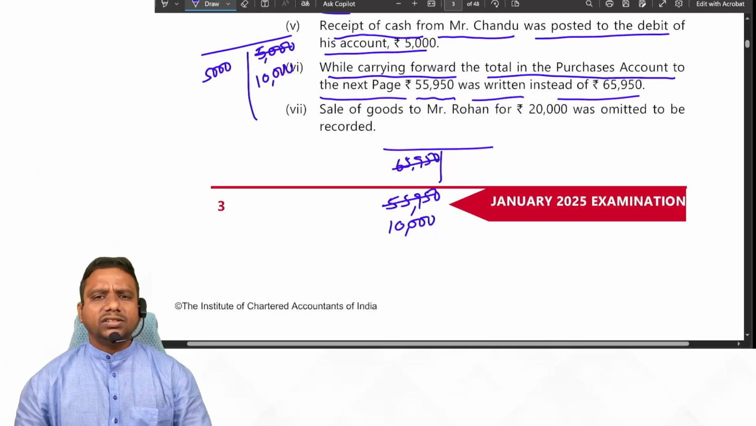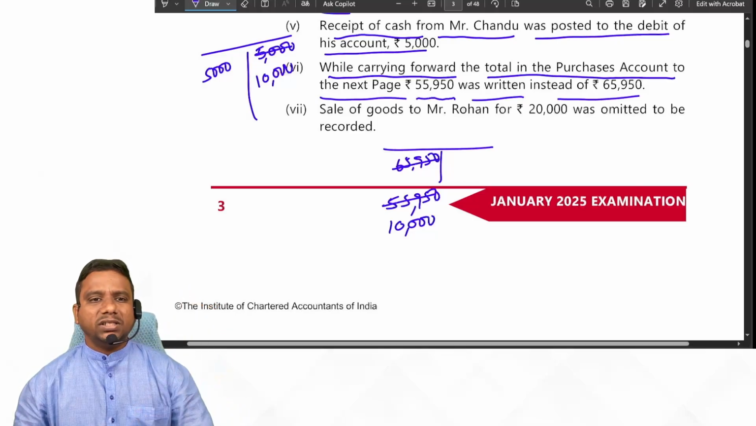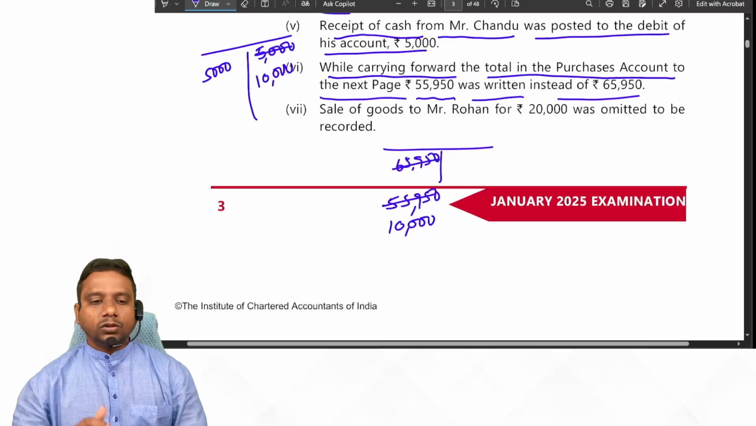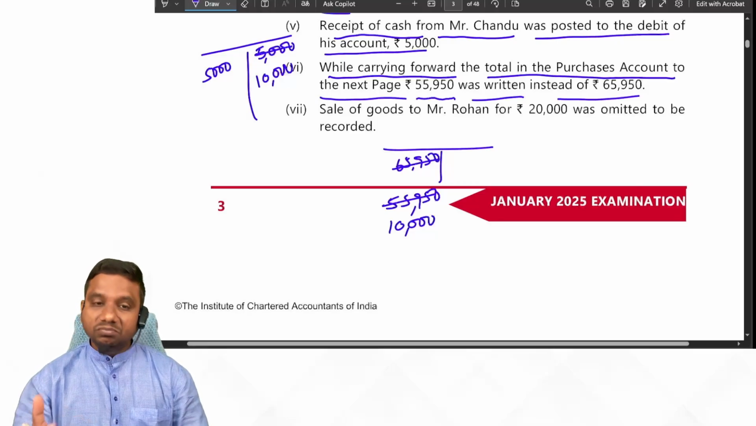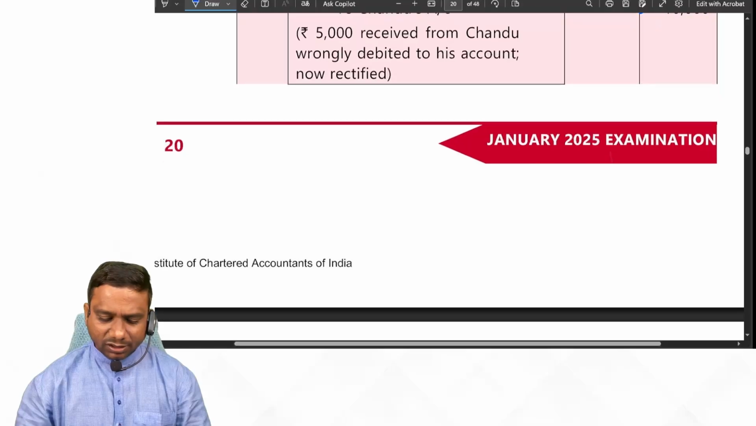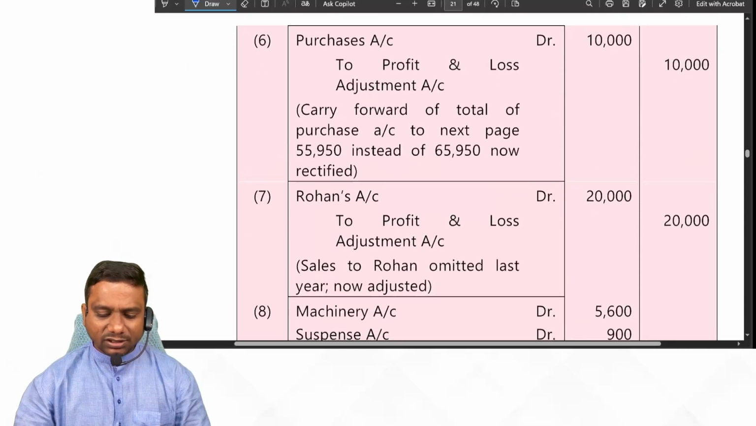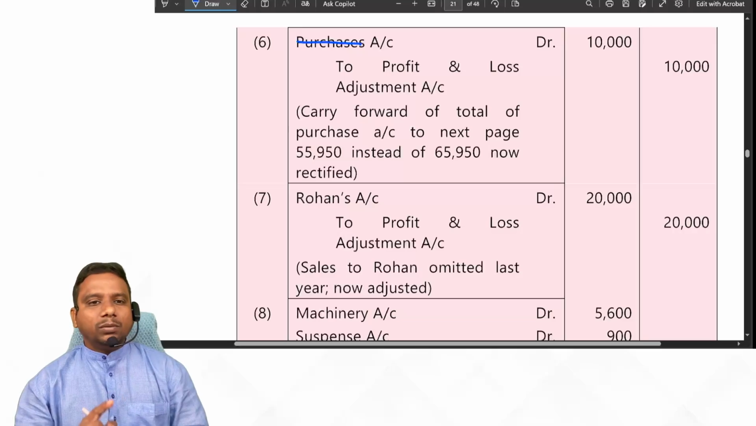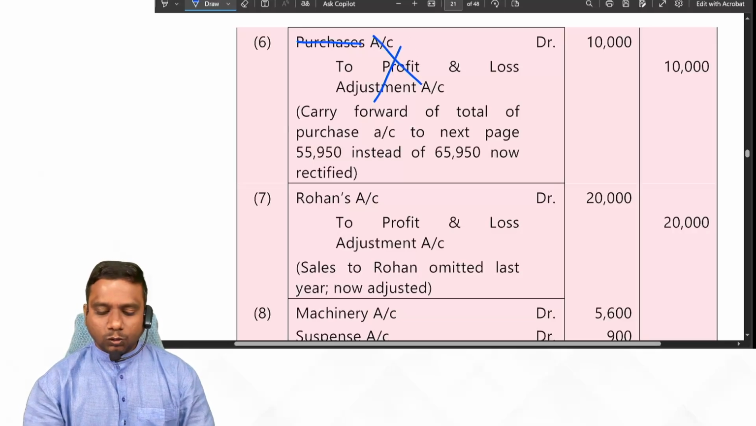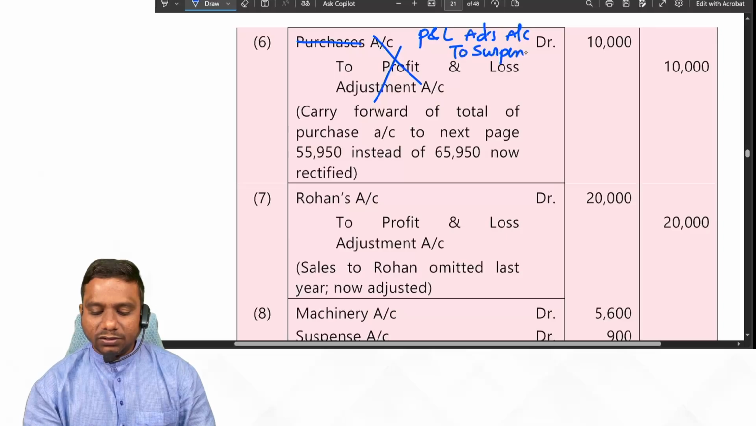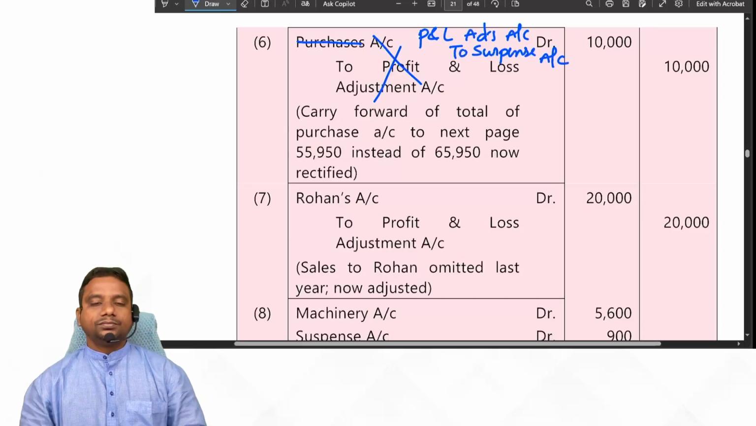Normally, how does this entry get rectified? Purchase account debit to suspense account. By debiting purchases account and creating suspense account, we write the rectification entry. But here purchase account is nominal account. So in that place, use profit and loss adjustment account. Actually, this entry is not correct. So what is the entry we record? Profit and loss adjustment account debit to suspense account. Is it clear, students? Yes. Next one.